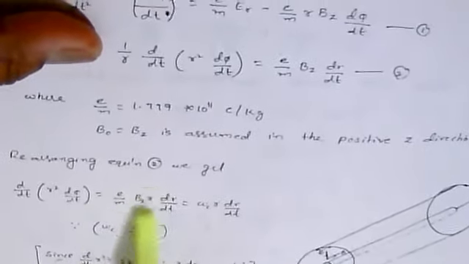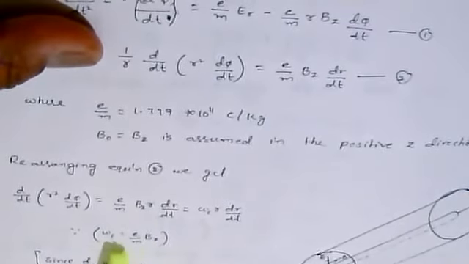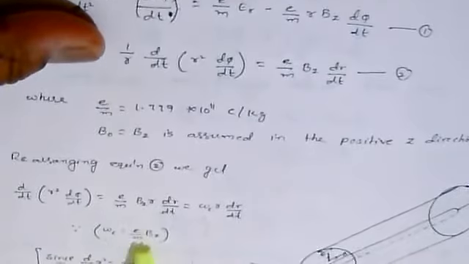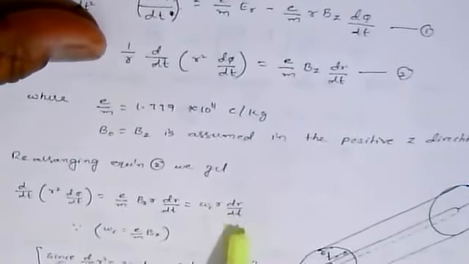Okay. And this particular term e by m Bz is being taken as omega c. It is an angular frequency, e by m Bz. So that it is being replaced by B c r dr by dt.